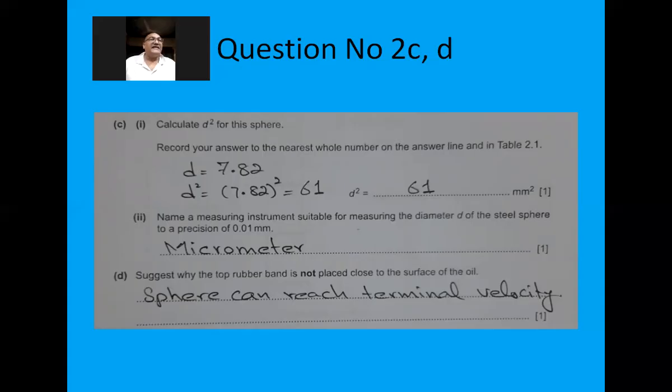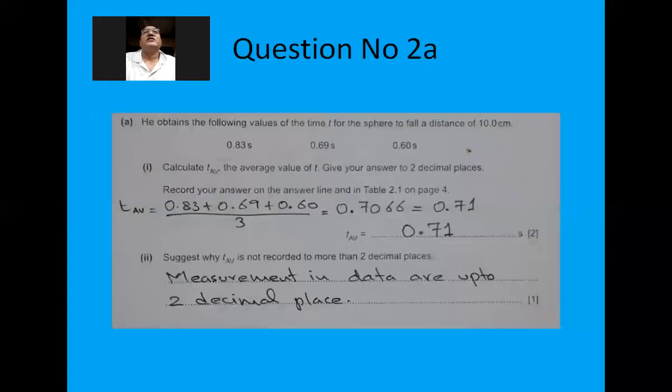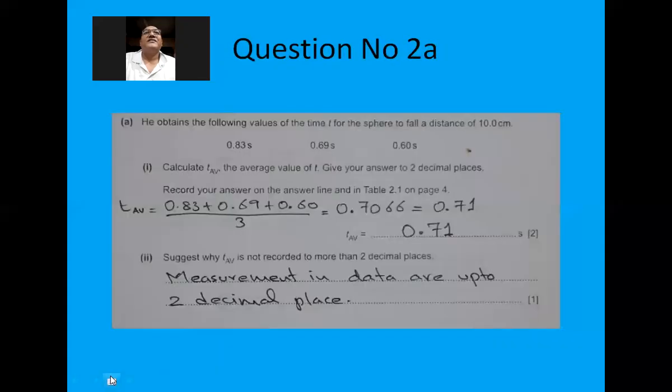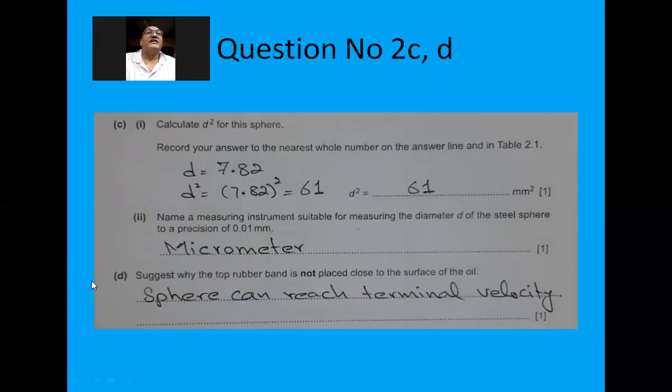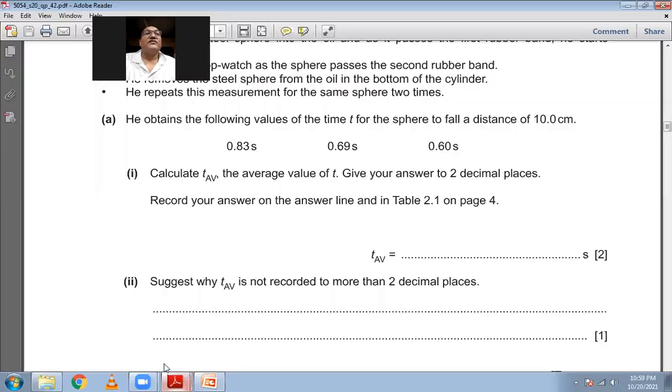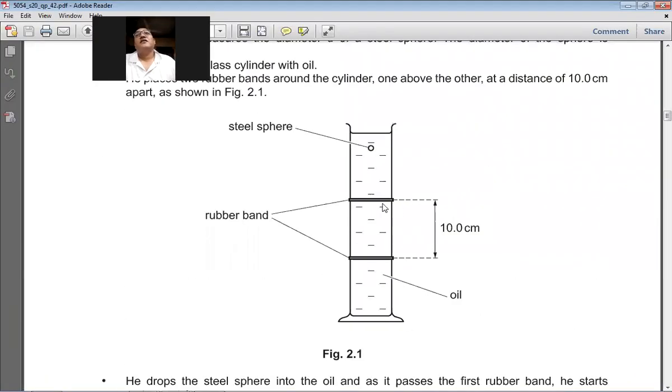Then in the D part, he says, suggest why the top rubber band is not placed close to the surface of the oil. Let me show you what it means. Where is the rubber band? I don't have it. Okay, so let me show you that diagram. They are talking about this rubber band. Why is this at a distance from the top of the cylinder?